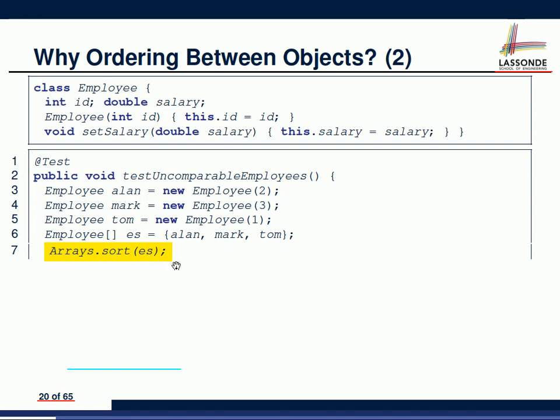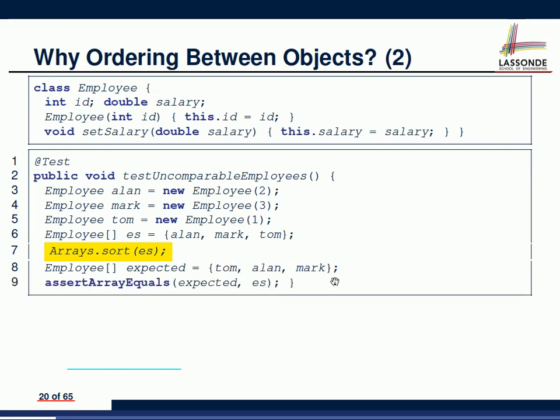So now I'm simply saying I expected the outcome to be Tom, Alan, and Mark, for example. Let's say I expected that. And then there is something also very useful for you: assertArrayEquals. You can simply put two arrays and compare them. I'm saying that the expected outcome, Tom, Alan, and Mark, should be the same as what the ES array over here has been sorted into. Okay? Now, everything compiled up to this point.